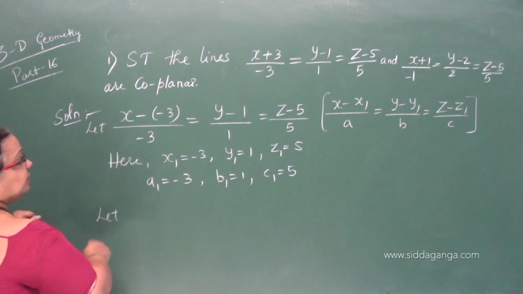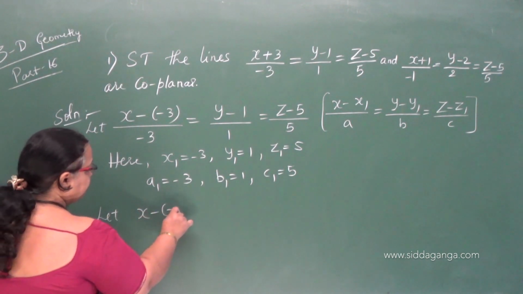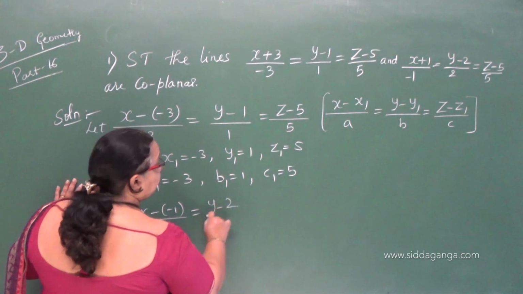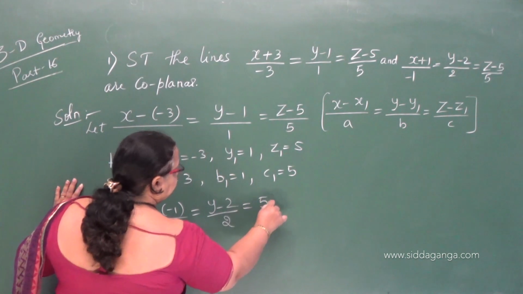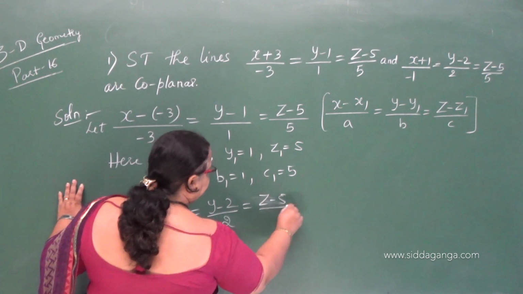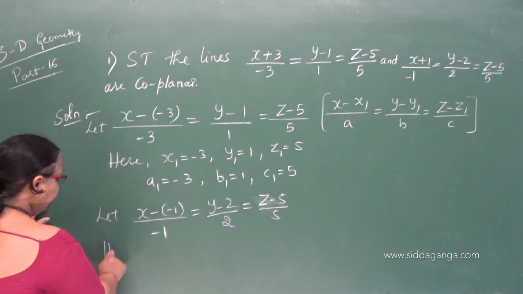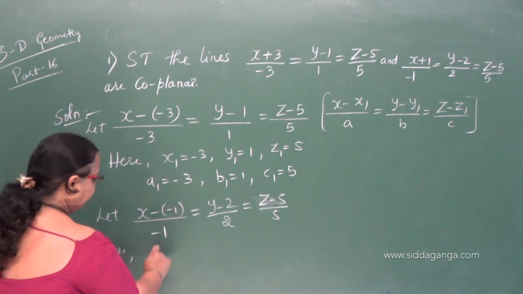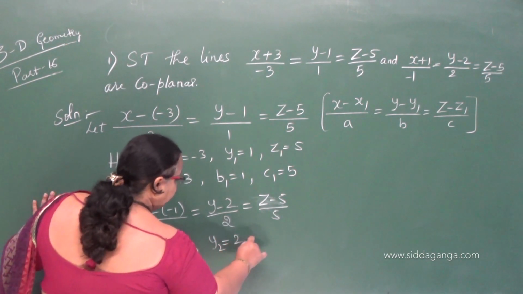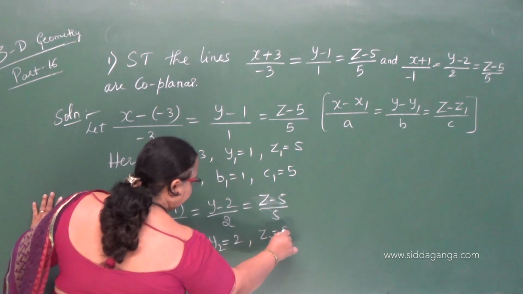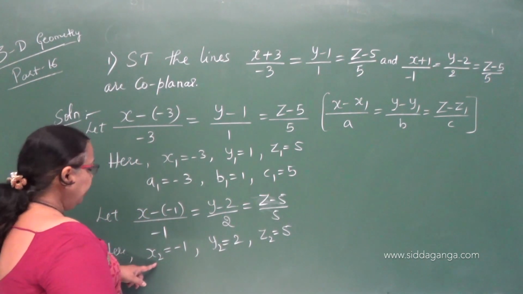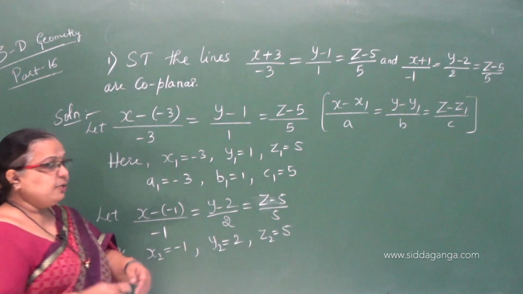Next, take the second line: x minus of minus 1 divided by minus 1 equal to y minus 2 divided by 2 equal to z minus 5 divided by 5. So here again we write the second point: x2 equal to minus 1, y2 equal to 2 and z2 equal to 5. And also here we have a2, b2, c2.